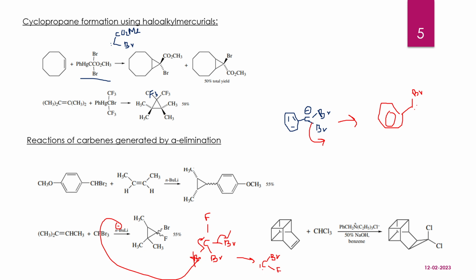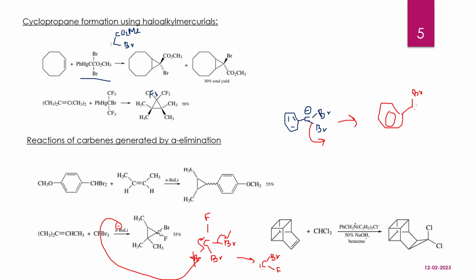Some of you may think: bromine is also a halogen, fluorine is also a halogen, so why is butyl lithium taking the bromine atom? The simple thing is that the carbon-bromine bond is weaker than the carbon-fluorine bond, because fluorine has a 2p-2p overlap, while in the case of bromine there is a 2p-4p overlap. Because of that the carbon-bromine bond is weaker, so this will be broken faster than the carbon-fluorine bond.